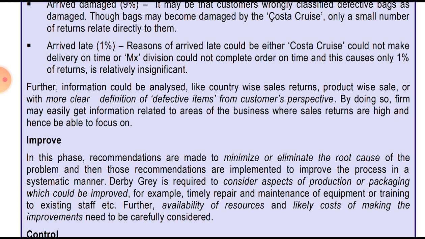Further, we are first seeing the third point, that is analyzing the root cause, analyzing the problem. Further, the information could be analyzed like country-wise sales return, product-wise sales return, and a more clear definition of the defective items from the customer perspective. By doing so, the firm may easily get information related to the area of the business where the sales returns are high, and hence be able to focus on that. We can identify based on the area as well, from which area there has been a huge sales return.